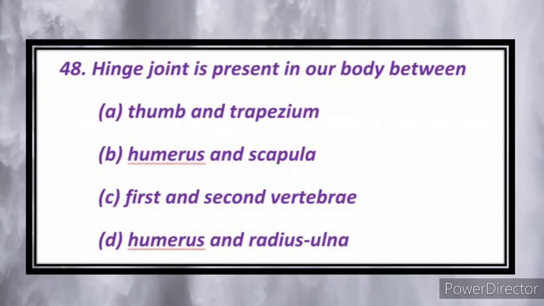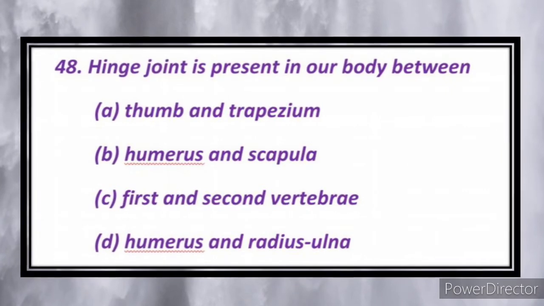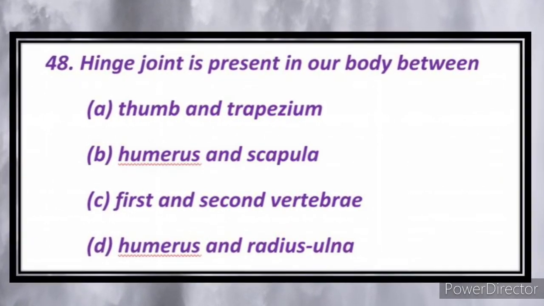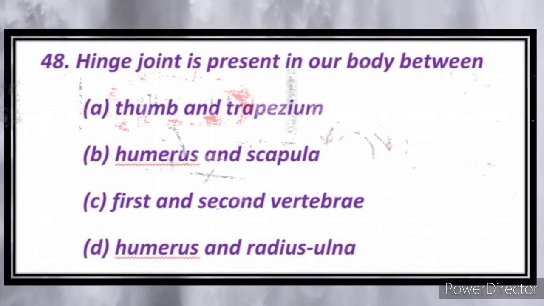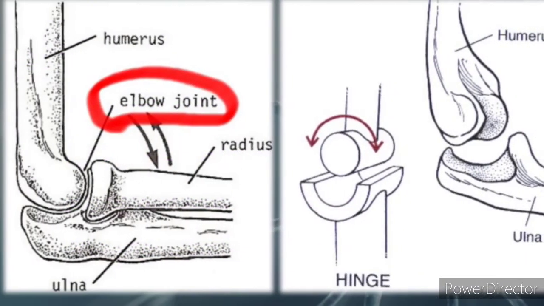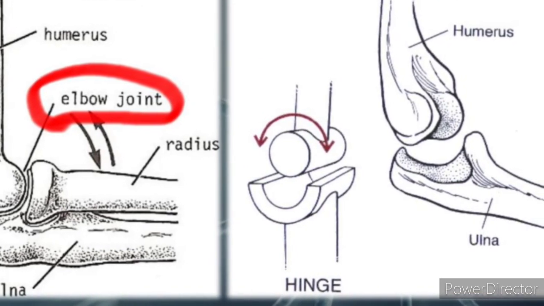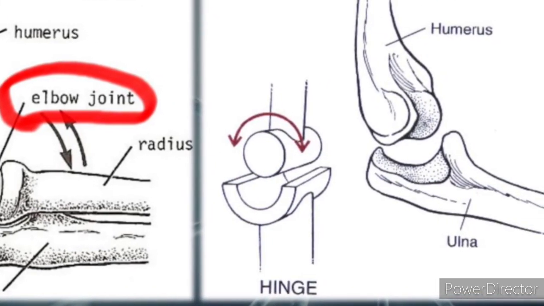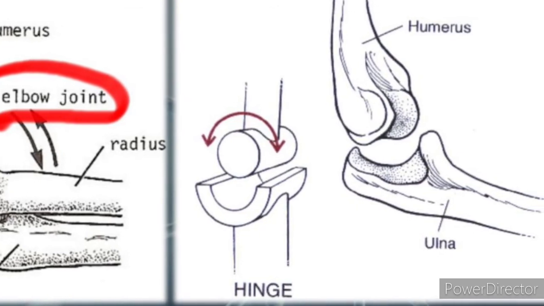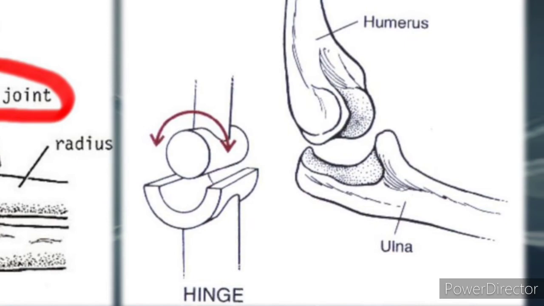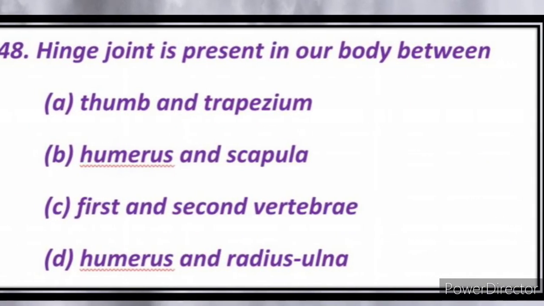Question number 48. Hinge joint is present in our body between, the answer is option 4, humerus and radius ulna. The humerus and radius ulna are the upper arm bones, our hand bones. The humerus bone is connected to the radius ulna through a joint called the hinge joint, which is also known as the elbow joint. So here the answer is humerus and radius ulna.